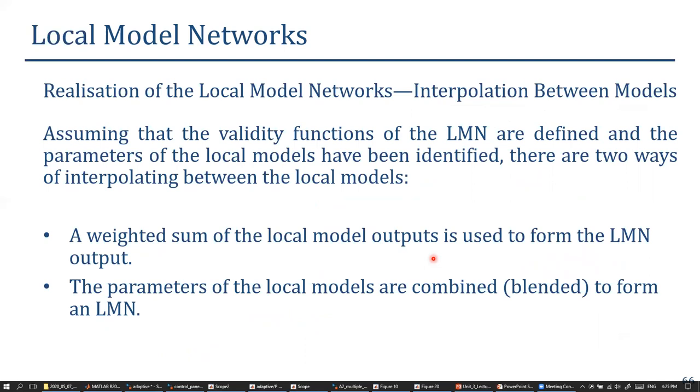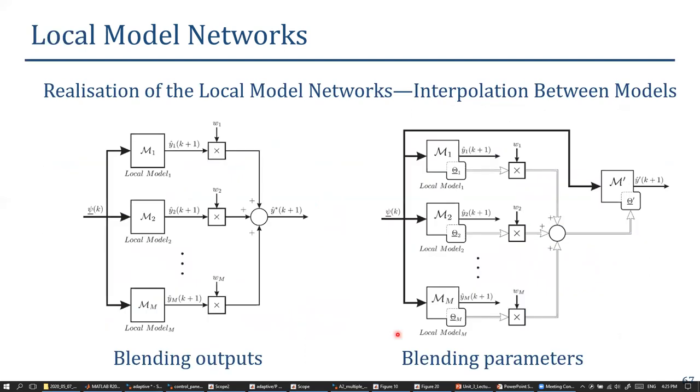One way would be that we combine the parameters of each local model, and one way would be that we combine the outputs of each local model. So imagine we have a number of local models, right? Which are weighted, and this weight gets changed by validity functions, right? So at each particular instant, this weight would be different, and this change would be governed by the validity functions. So we have different local models, and we weight them by validity functions, and then we sum them together, right? Of course, these validity functions need to be normalized in order to get the appropriate output. This would be one way of doing it.